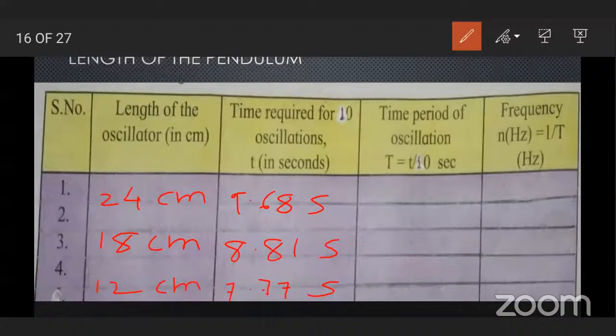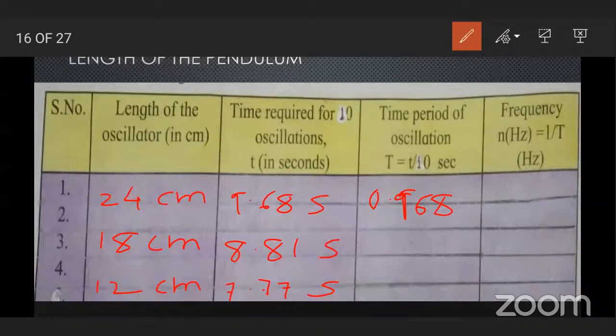Time period of oscillation. So what is the formula for time period of oscillation? T equal to t upon 10 seconds. Why we took here 10? Because 10 oscillations completed. Okay, so do that calculation. Means 9.68 divided by 10 comes 0.968, and this time is in second.